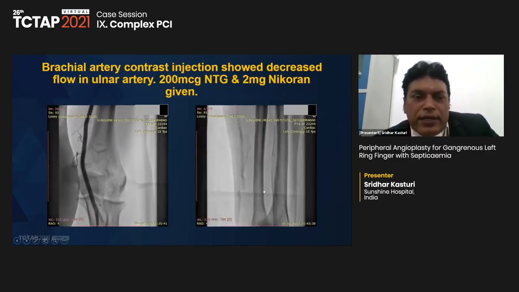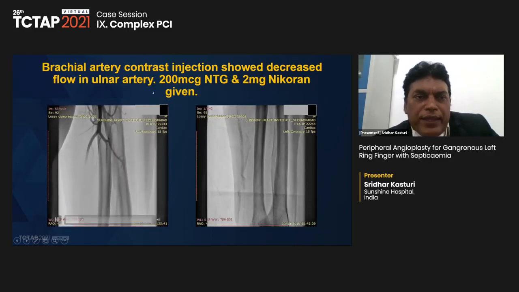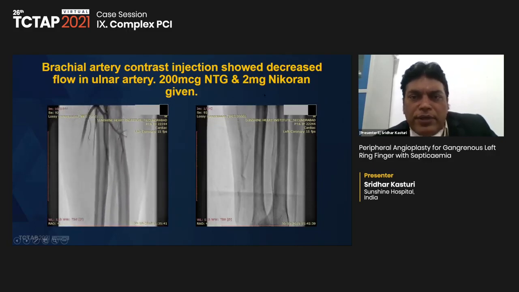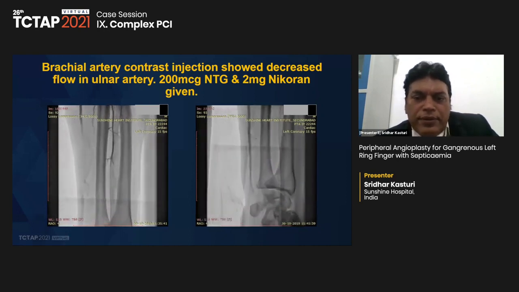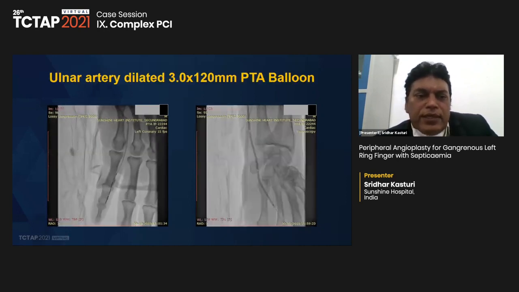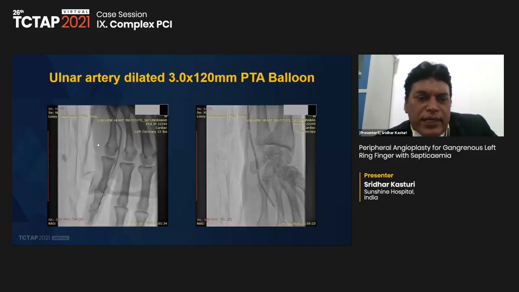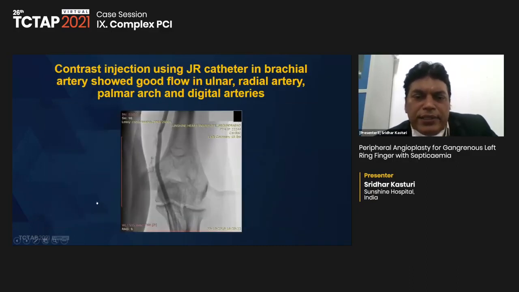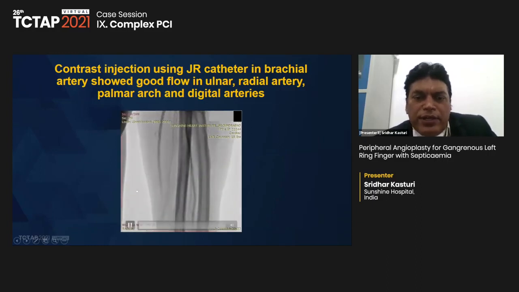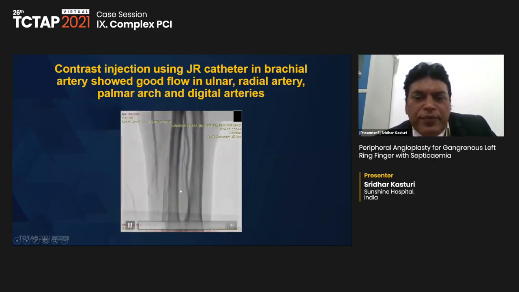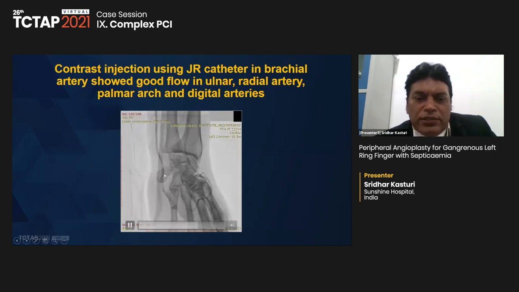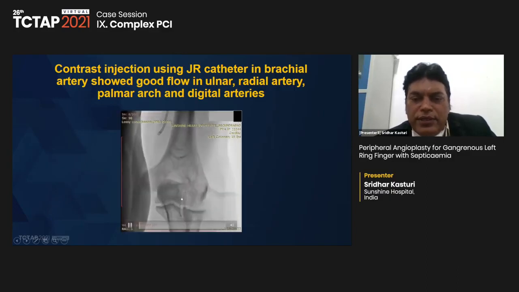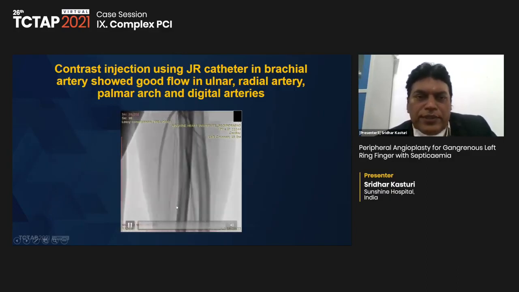Then brachial artery contrast injection after 200 micrograms of nitroglycerin and Nicorandil. Then you can see it was redilated again, so multiple dilatations. Subsequently we took the injection, and you can see nicely filling the palmar arch, ulnar artery, radial artery, including the distal branches. You can see the distal branches also.